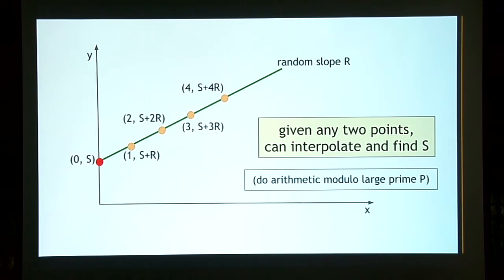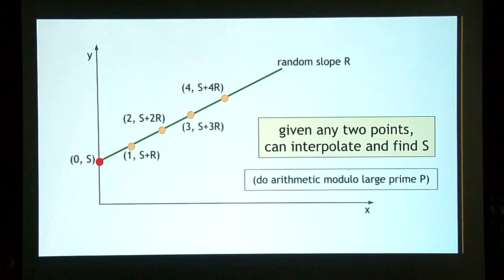And in fact, you can prove that if you do this arithmetic modulo a large prime p, like we did before in the previous slide, that any 2 points are sufficient to interpolate and find s, and fewer than 2 points don't tell you anything about s. And so this gives us n equals any value and k equals 2.